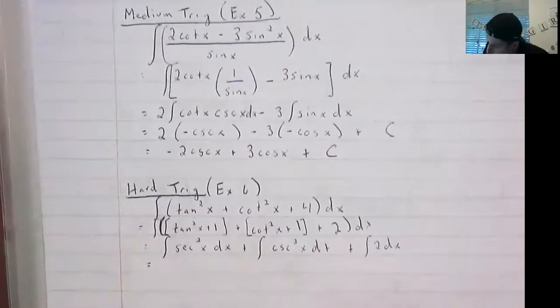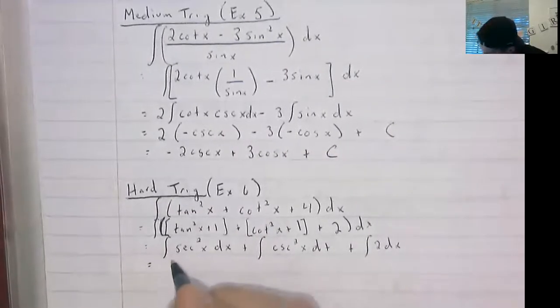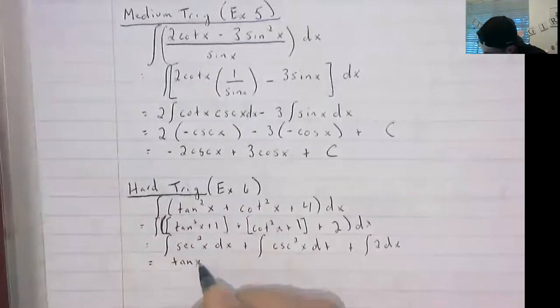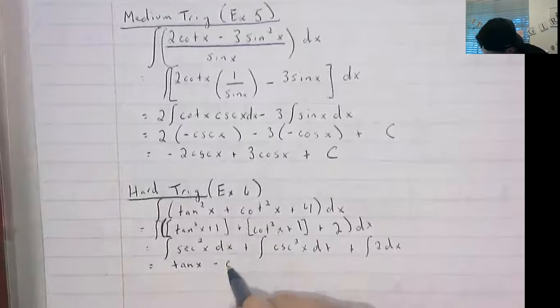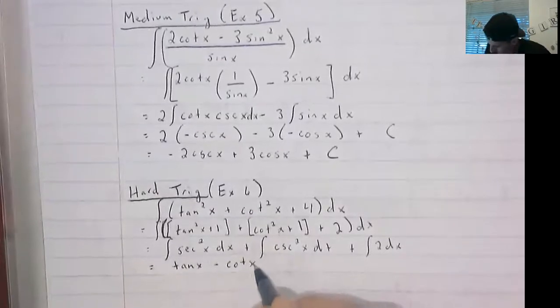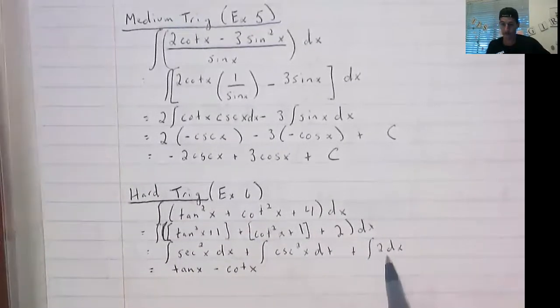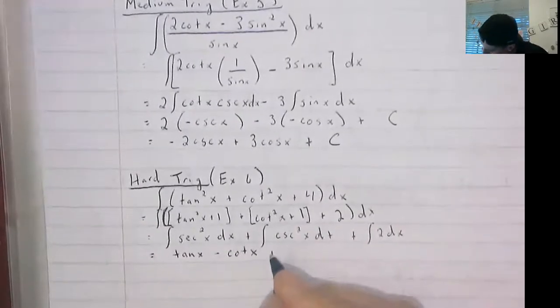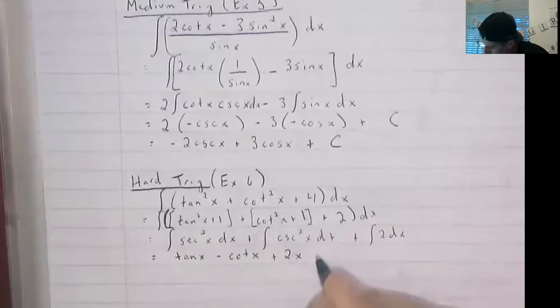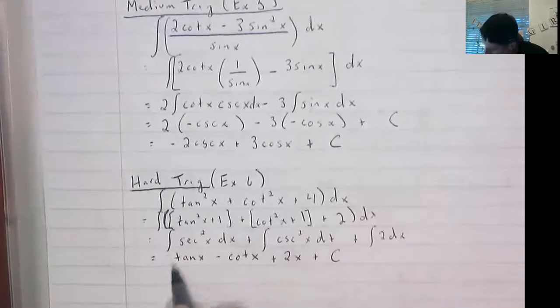And so the antiderivative of the secant squared is, of course, the tangent. The antiderivative of the cosecant squared is the negative cotangent. The antiderivative of 2 is 2x. And then never forgetting to add our c.